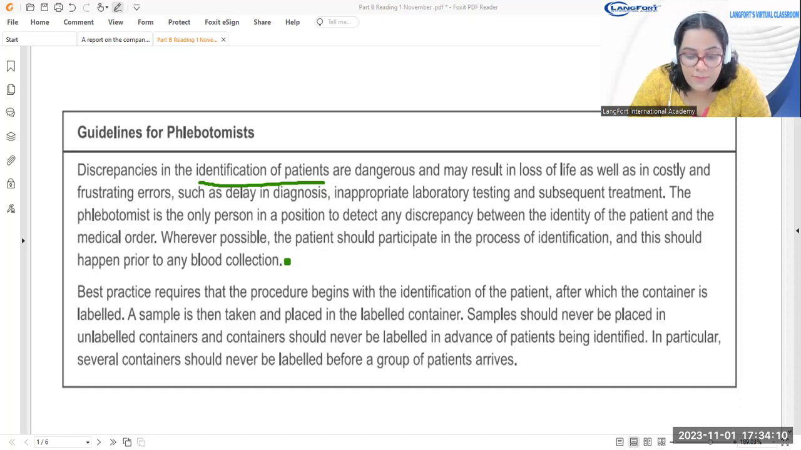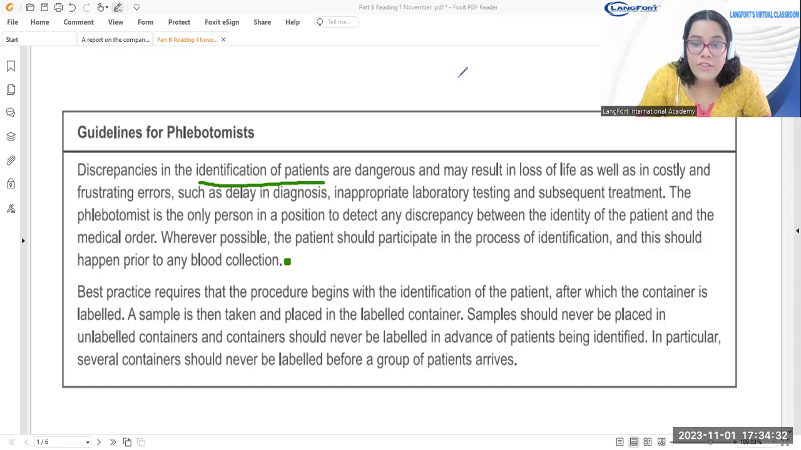So it talks about how discrepancies in identifying patients can be problematic. It can cause a variety of problems. The phlebotomist is the person responsible for identifying any discrepancy between the patient's identity and the medical order. Wherever possible, patients should participate in identifying themselves, and this should happen before the blood is collected. Best practice means that before the procedure begins, the patient needs to be identified.